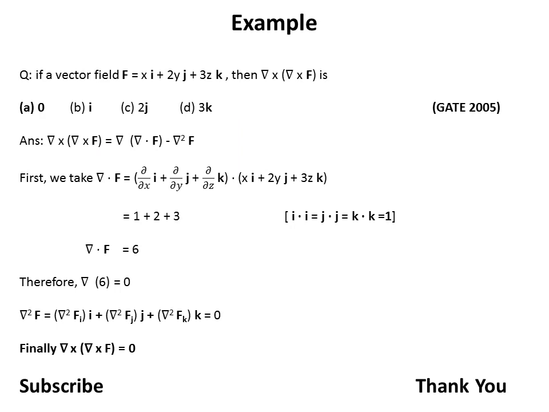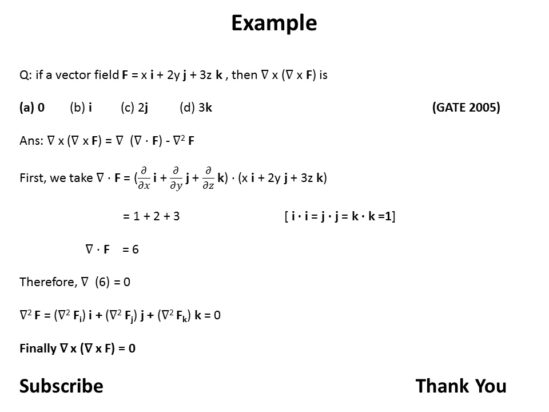We have vector field f is equal to x i caret plus 2y j caret plus 3z k caret. Then find del cross del cross f. So our fifth quantity del cross del cross f is equal to del del dot f minus del square f. So first we have to find del dot f. So here del dot f is equal to del by del x i caret plus del by del y j caret plus del by del z k caret dot x i caret plus 2y j caret plus 3z k caret. So we simplify, we get 1 plus 2 plus 3. So del dot f is equal to 6.